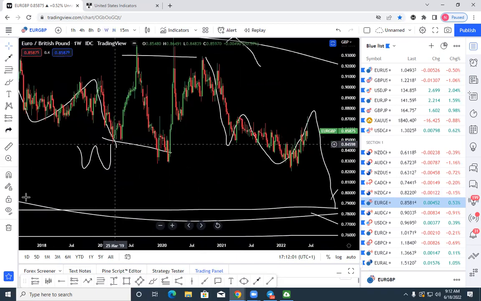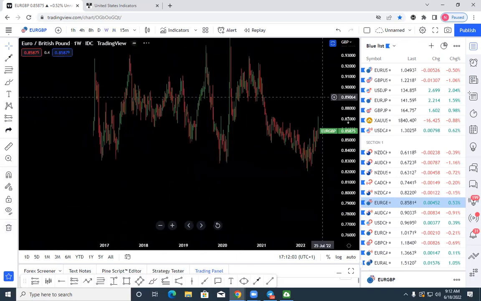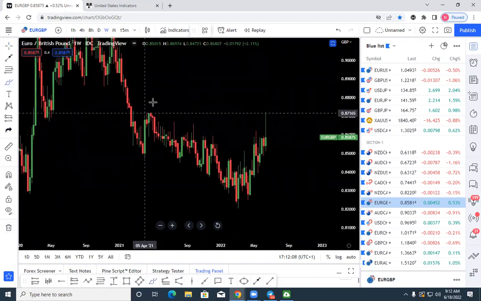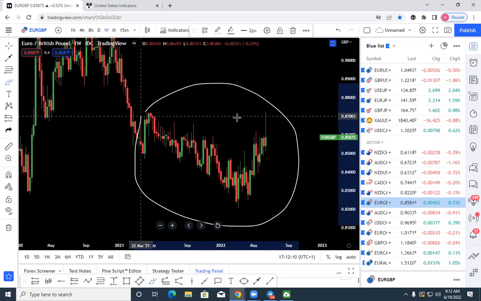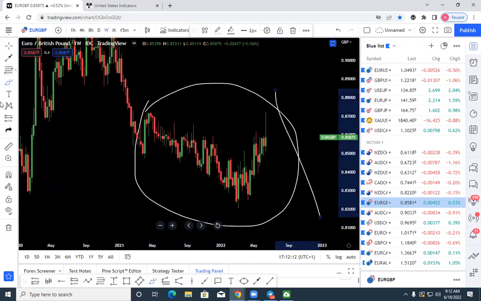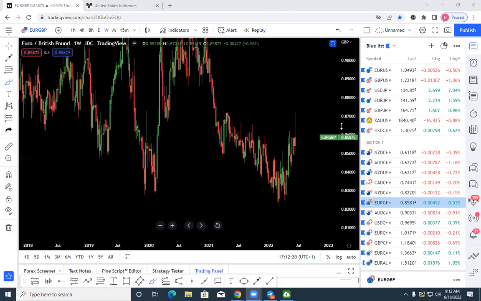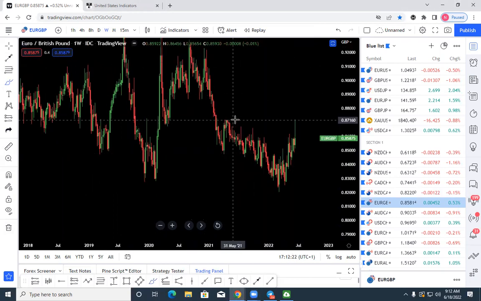And at this point in time, guys, the area that we are concerned about is this area, guys. That's the area we are concerned about. That's where we want to get a move to the downside, okay?